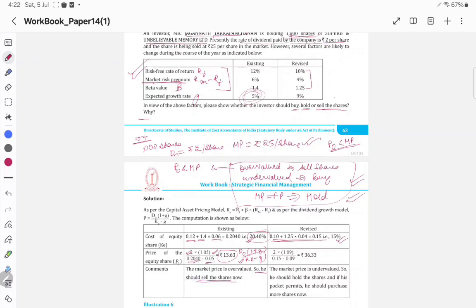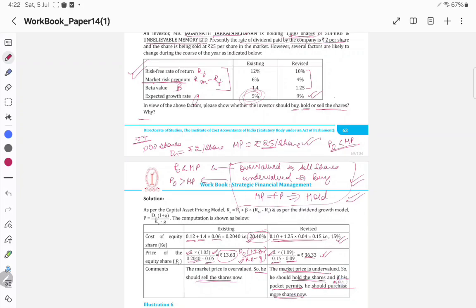Now for the revised one, D0 will be the same. 1 plus G is 9%, KE we have calculated as 15%, and minus G, which is 9%, comes to 36.33. So since P0 over here is greater than market price, the market price is 25 and P0 is 36.33. Since the market is lower, the market is undervalued. So what should he do? He should hold the shares, and if his pocket permits, he should purchase more shares. Basically, you must write over here, he should buy shares.